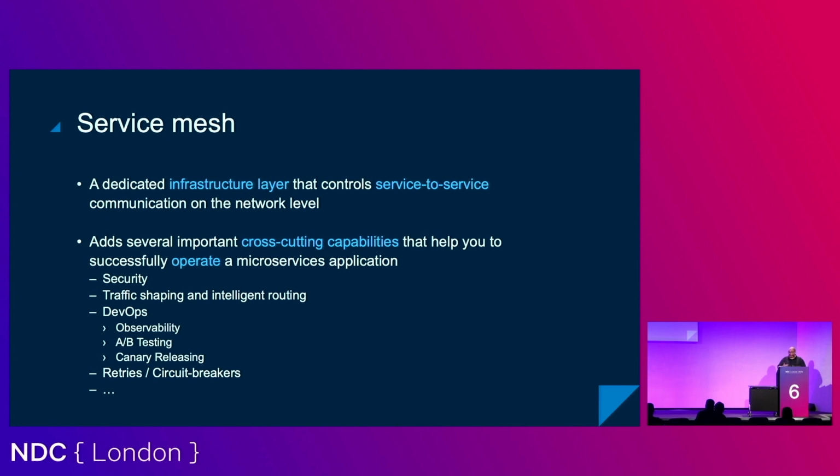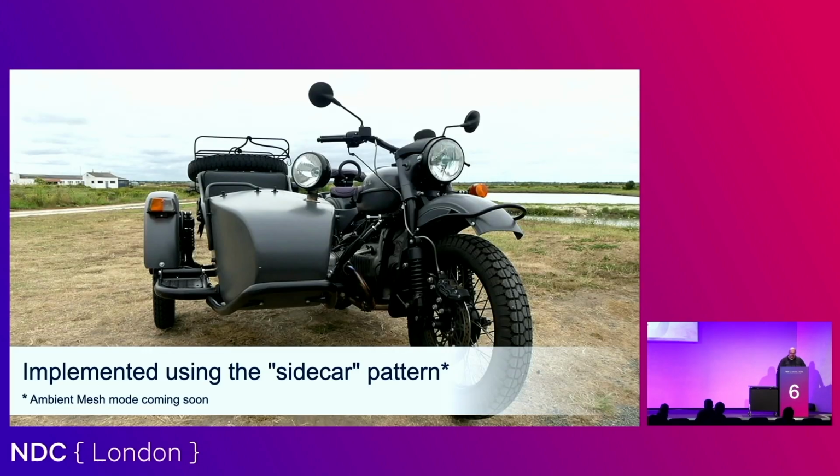Things like circuit breakers or retries, you can do that on a network level, so you don't have to do that anymore in your code, basically, if you're writing the code for the services. And there's lots more, so I'm going to show a couple of them today, but if you look at the documentation for the different service meshes, you will see that there's lots of features out there. So how does this work?